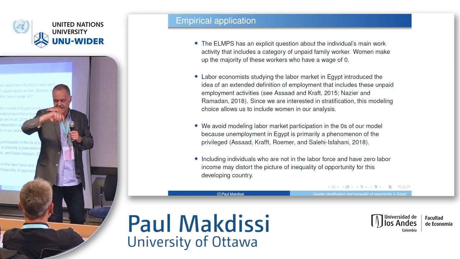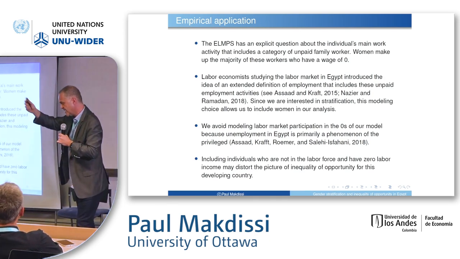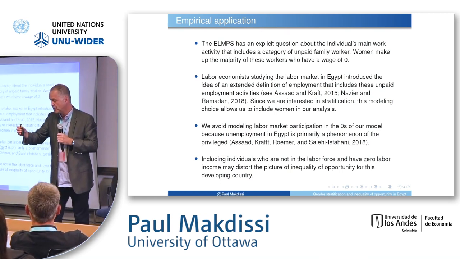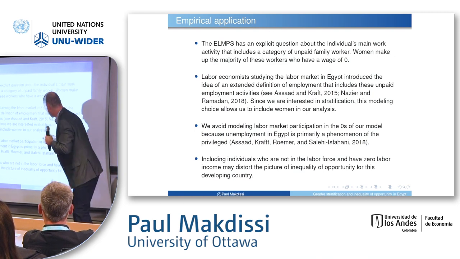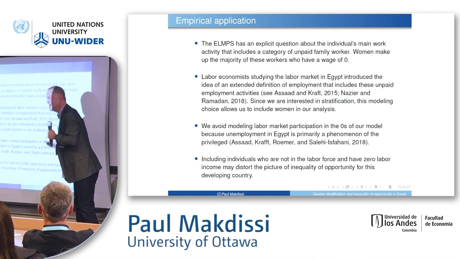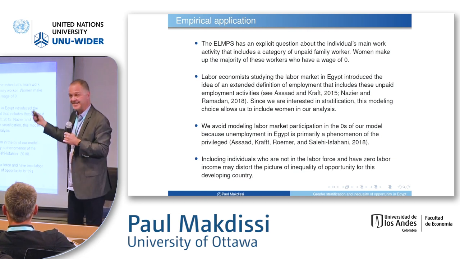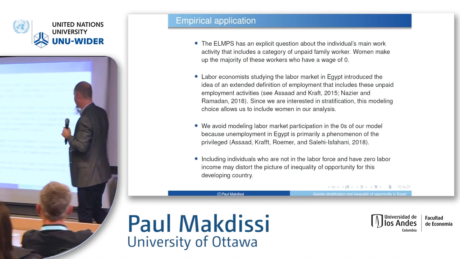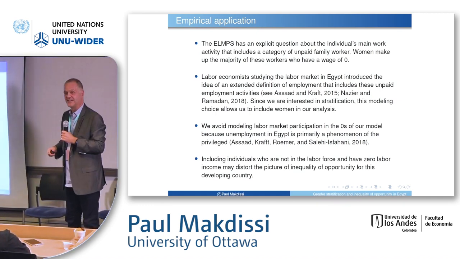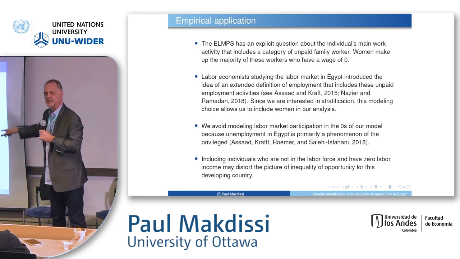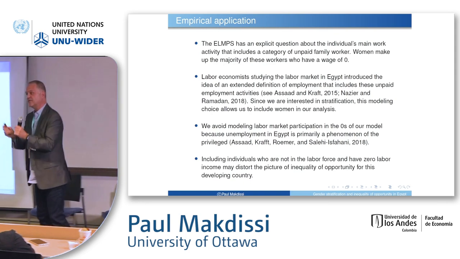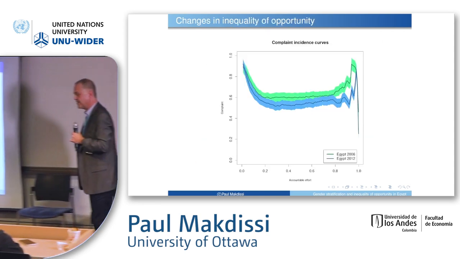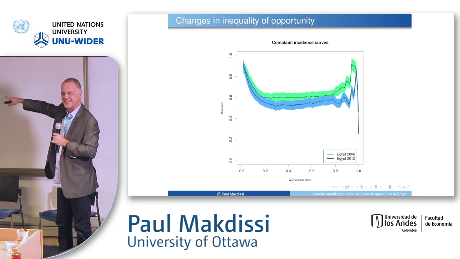And of course, the interesting thing with the Chernozhukov, Fernandez-Val, and Melly approach is that it allows you to estimate these distributions with probability mass. So the first thing that will come to someone's mind is, okay, include the non-labor market participants at zero. We don't do this here, and we just refer to the authority, Assad, Kraft, Rom, and Salehi-Isfahani in 2018. They explained that this is mainly rich people, and if you do this, you distort the story of inequality of opportunity. We follow their lead. This is the complaint incidence curve.